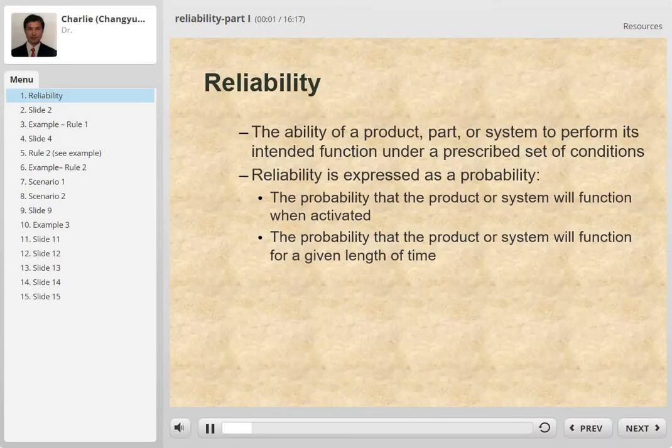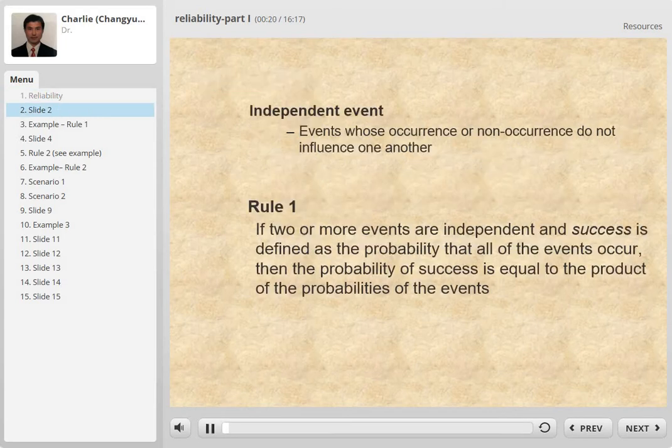In this session, we look at reliability, which is defined as the ability of a product, part, or system to perform its intended function under a prescribed set of conditions. We use probability here. Now, we first review a concept in probability theory. We call that independent event. So what is independent event?